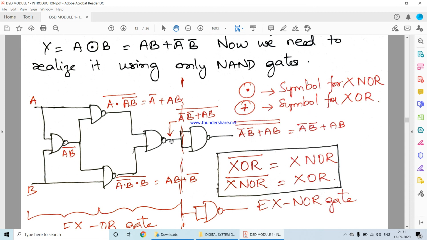So till here it is XOR. Whereas you connect the output of XOR to another NAND gate equivalent NOT gate, then you get XNOR. Okay. So therefore, this is how you get XNOR gate using NAND gates. Okay. Half of that until this NAND gate is XOR. Connect that output of XOR to this NAND gate, it is XNOR. Okay.